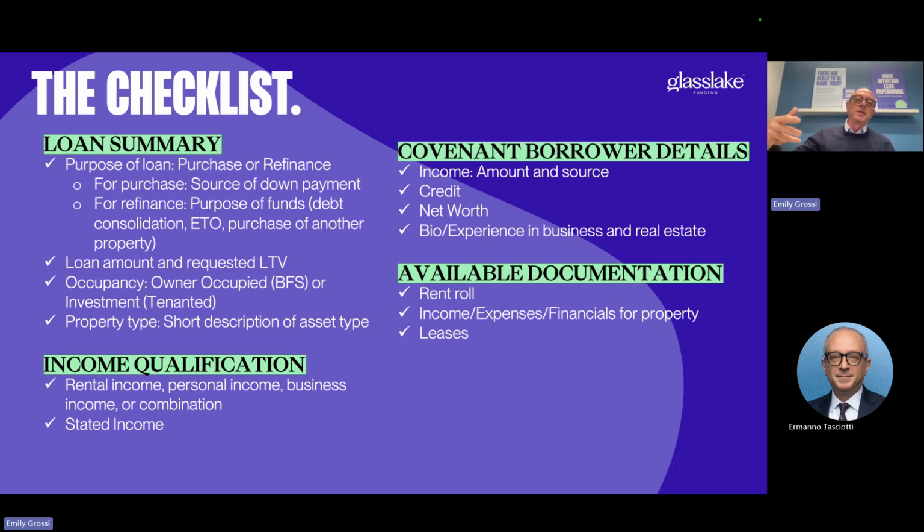Well, with commercial, it's the same thing. The income and expenses and the financials for the property are like the T1 general. It's what happened last year. The rent roll is what's happening now. It's like the pay stub. And the leases are like the employment letter. It's what's happening going forward. So it's good to have those if you can get them. If you don't, don't worry about it.